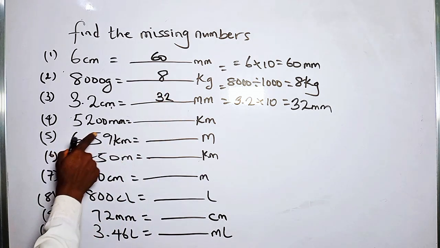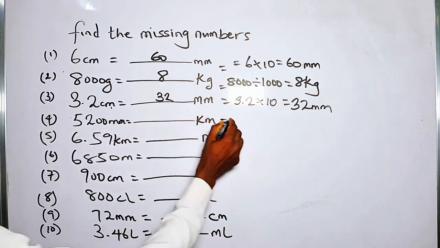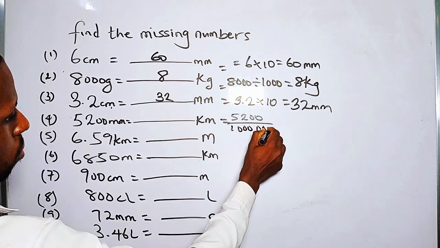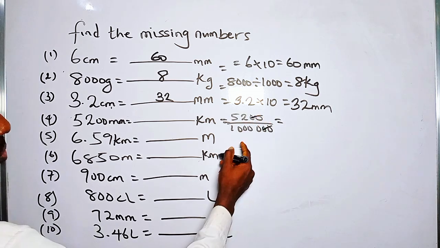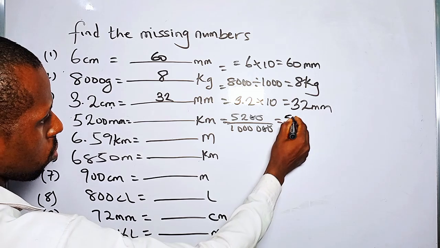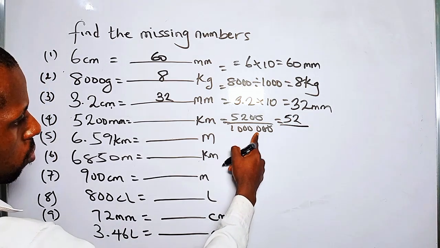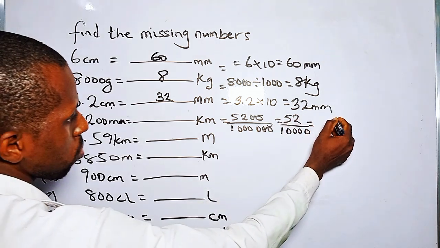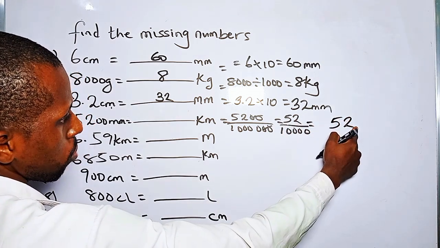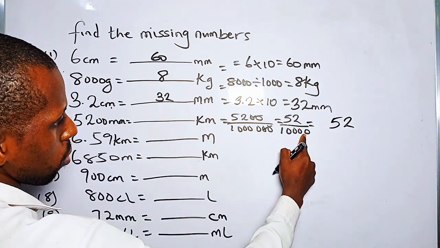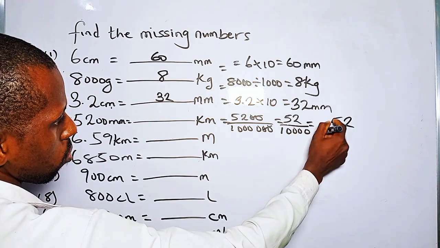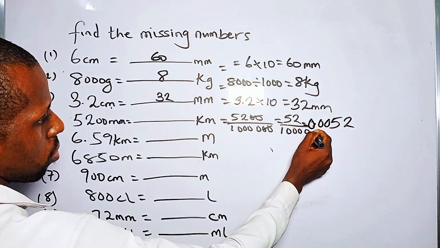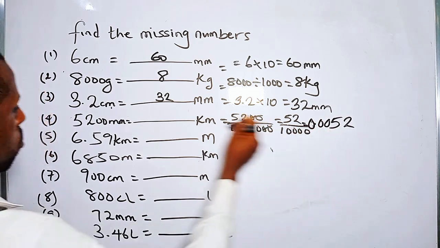Now we are taking from millimeter. What we have here, we divide it by 1 million. So we have 6 zeros, and the 2 zeros will cancel 2 zeros. So we have just 52 over 4 zeros at the denominator. Let's convert this to decimal. Assume the decimal point is at the back of the whole number, at the back of 2. We move 4 times: 1, 2, 3, 4. So when we convert this, we have 0.0052.